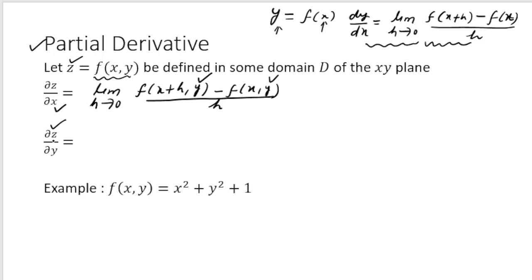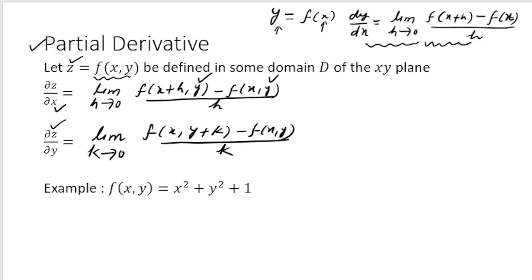Suppose I am differentiating the function with respect to y. In that case, we take limit k tends to 0 of f of x comma y plus k minus f of x comma y divided by k. Did you notice that since I am differentiating partially with respect to y, I am keeping the variable x as constant and I am changing only the variable y? So when I am differentiating partially with respect to y, I am keeping all other variables as constant. Here we have two variables, so I am keeping the variable x as constant.